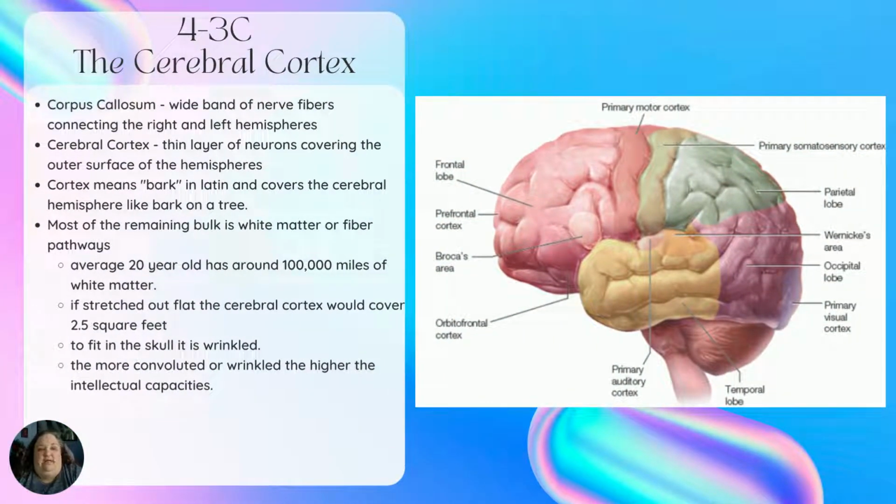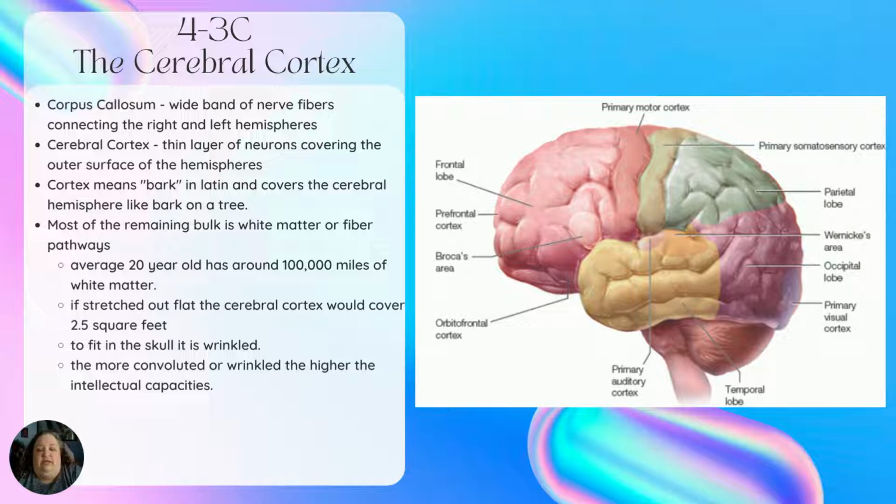All right, so next we have the cerebral cortex. There are several sections to this. The corpus callosum is a wide band of nerves that connect the right and left hemisphere. We have the cerebral cortex, which is a thin layer of neurons that covers the outer surface of the hemispheres. Cortex means bark in Latin, and it's talking about it looking like bark on a tree, so it's talking about the way it looks.